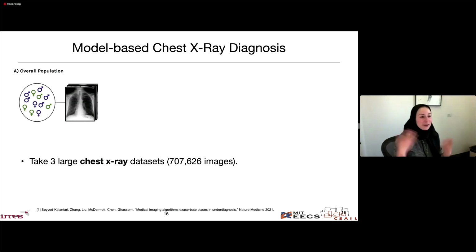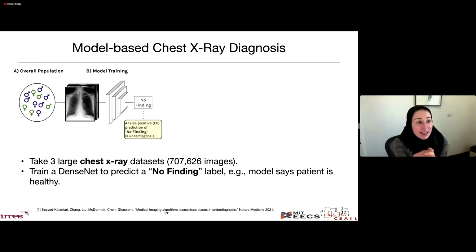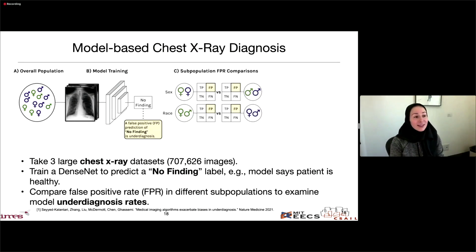Let's take the 3 largest chest x-ray data sets that are publicly available right now, that's over 700,000 images. Let's train a DenseNet, that's a kind of convolutional neural network, state of the art, to predict the no finding label. You are healthy, you don't have a condition. And then let's measure the false positive rate in different subpopulations. And we're going to call that the model underdiagnosis rate. Why are we going to call that underdiagnosis?